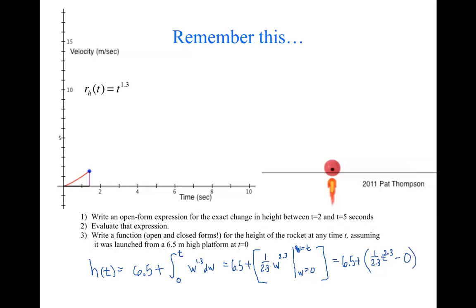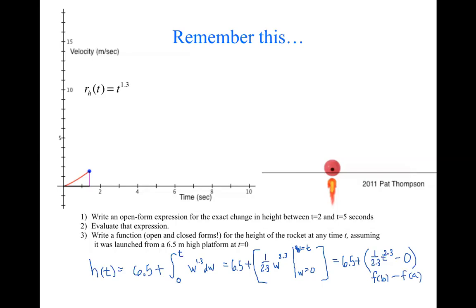So this is my whole expression. This is a plus, not a t. So 6.5 plus 1 over 2.3 times t to the 2.3 power. There's a minus 0 in there, but you don't have to write it. I just wrote it for clarity. That's the value of this at the beginning. That's the f of a in f of b minus f of a.